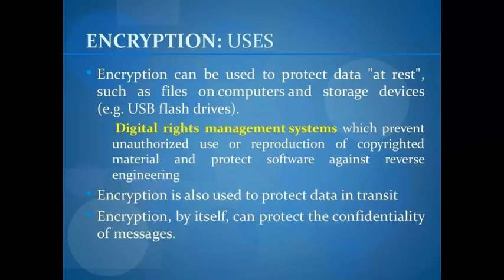Uses of encryption is another issue. Encryption can be used to protect data at rest, such as files, computers, and storage devices, for example a USB flash drive. Digital rights management systems prevent the unauthorized use or reproduction of copyrighted material and protect software against reverse engineering. Encryption is also used to protect data that is transmitted. Encryption by itself can protect the confidentiality of messages.